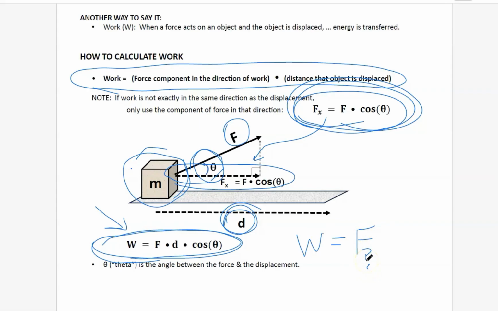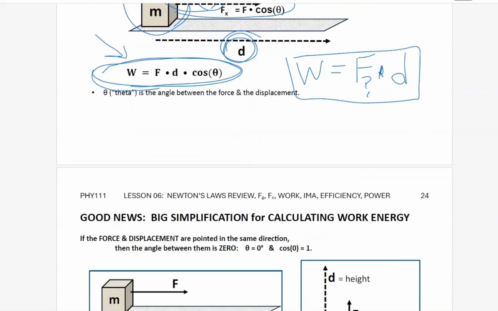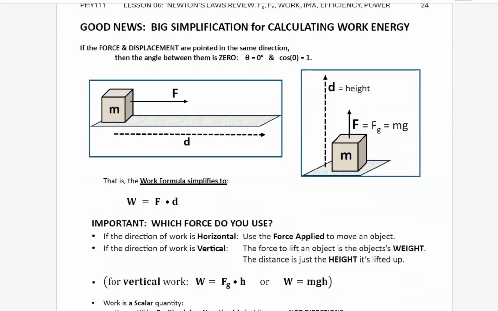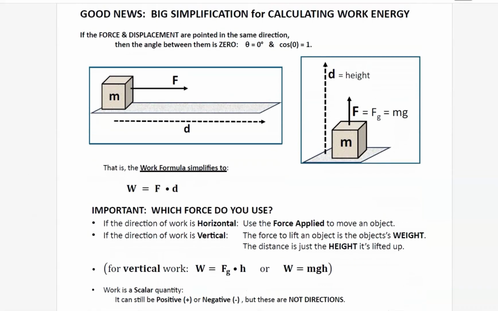There might be more than one force showing in the diagram, times the distance, and it's as simple as that. Force times distance equals work, and we're not going to worry about these angles and the calculations from that. So here's the big simplification for calculating these energies. And you'll see there are two examples in these pictures.